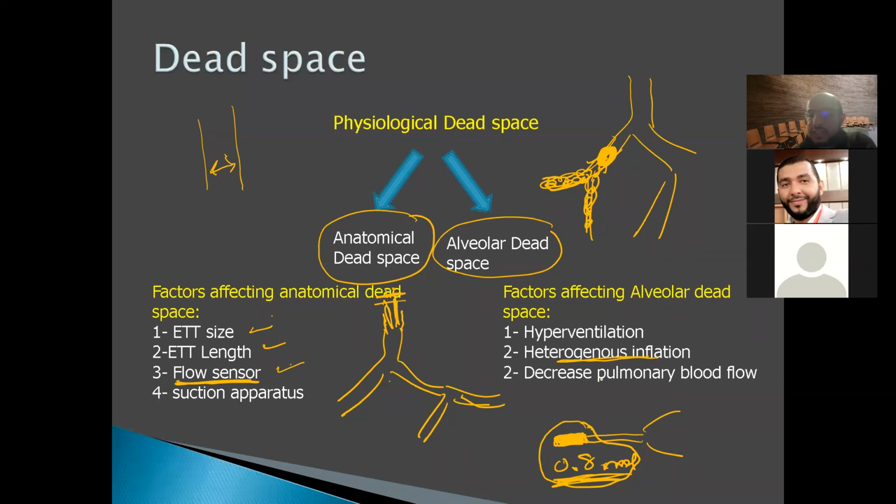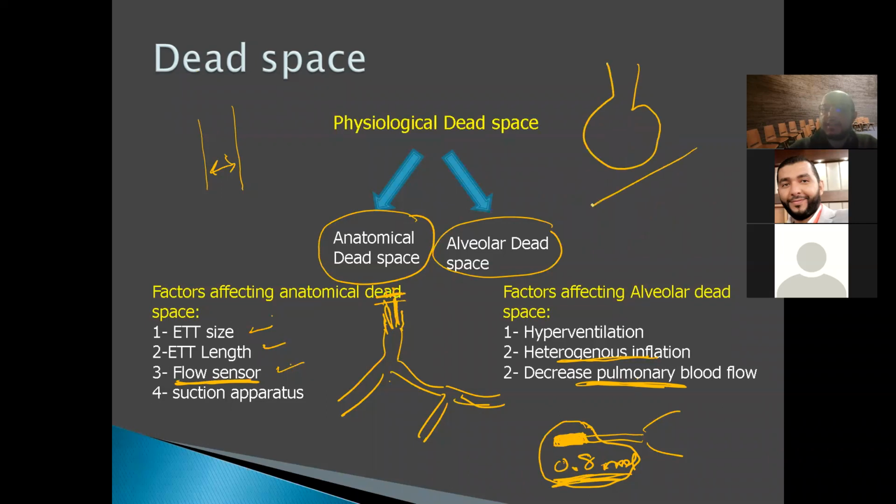The next factor is decreased pulmonary blood flow. Decreased pulmonary blood flow also affects your VQ mismatch, and that can increase your alveolar dead space. What does it mean? If you have the alveoli and that's the blood flow, and the blood flow is obstructed or decreased, what's going to happen? The air stays here and does not ventilate. The amount of air that does not participate in gas exchange is going to increase, and that's going to increase your dead space.